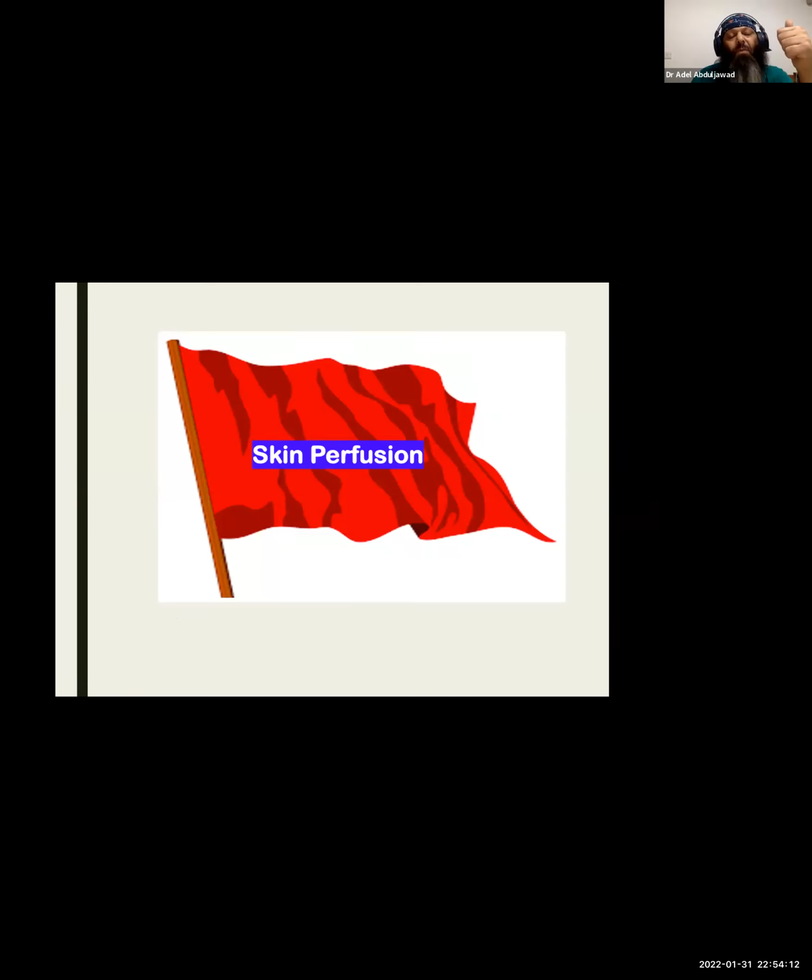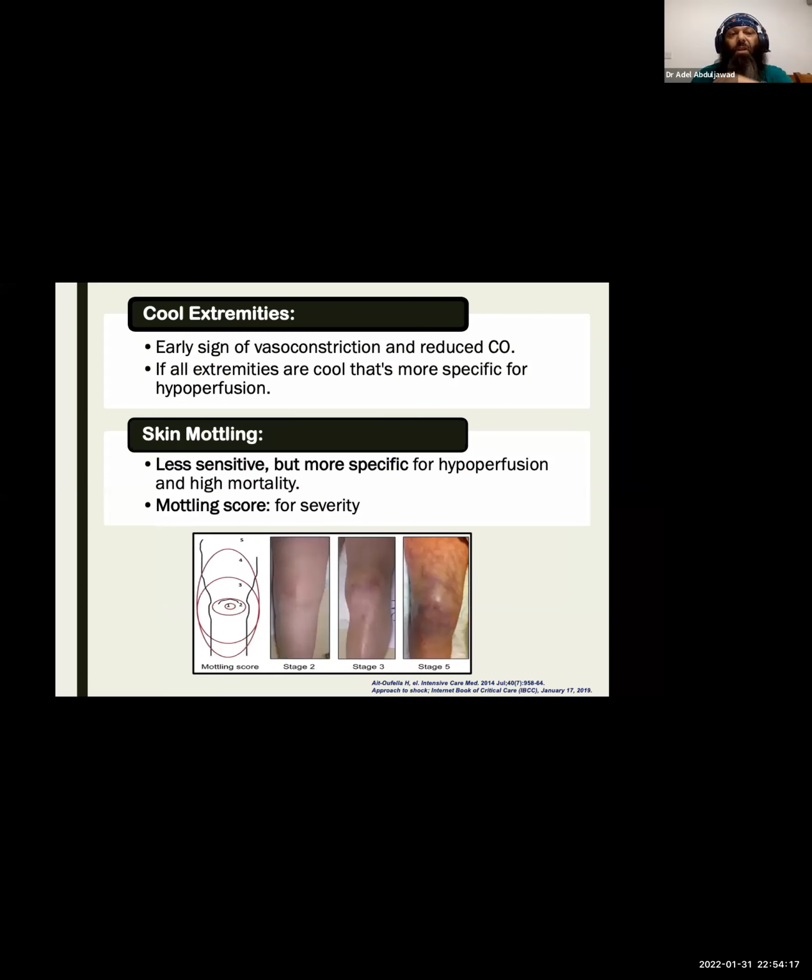What about the skin perfusion red flag? We talked about hemodynamics, delirium, and low urine output. What about the skin perfusion? Skin perfusion is judged by the degree of coldness or warmth and mottling of the skin. Cold extremities are considered an early sign of peripheral vasoconstriction as a compensatory mechanism with reduced cardiac output. If all extremities are cold, this is more specific for hypoperfusion than a single arm or single extremity. So if you have all four limbs cold, this is more specific for hypoperfusion.